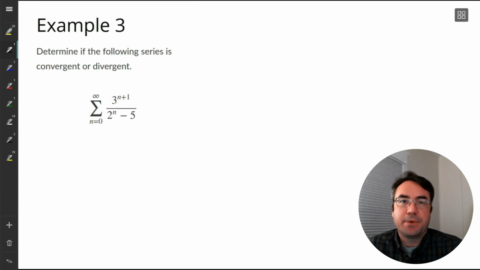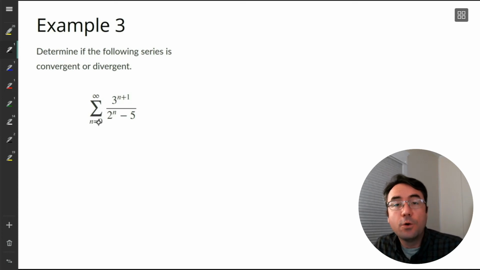Let's look at example 3. So we're going to determine if this series is convergent or divergent. So here we're looking at the series. We're starting at n equals 0. Again, starting index value doesn't really matter too much for the overall convergence. So we're looking at the sum from n equals 0 to infinity of 3 to the n plus 1 over 2 to the n minus 5.